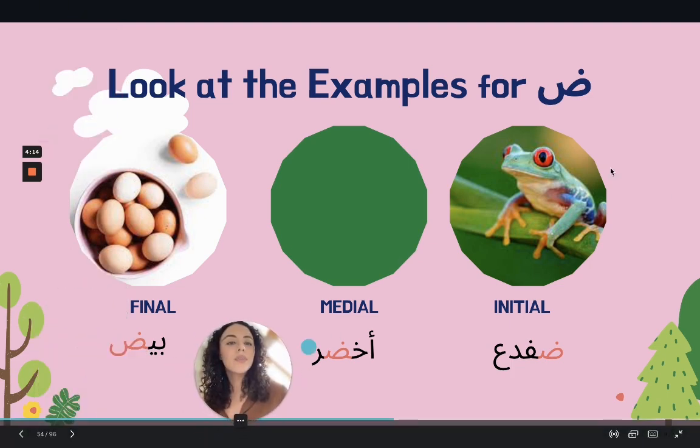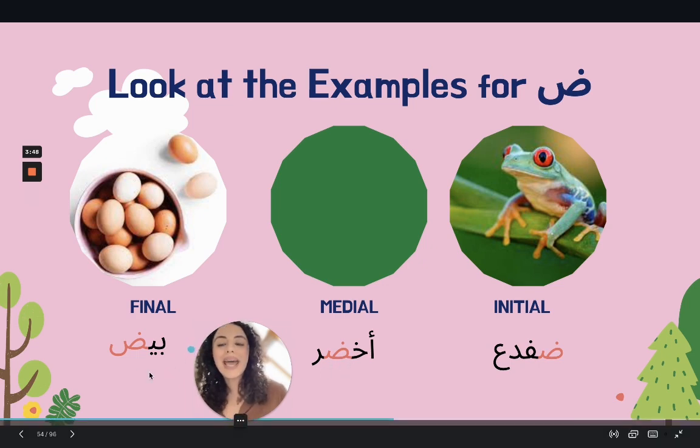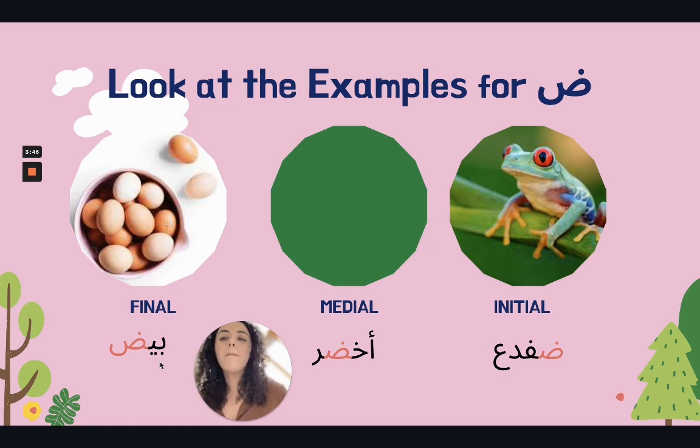So over here, we have the Daad at the beginning of a word with ضفدع, and it means frog. And then in the middle, أخضر, green. Look at the way that it looks. And then finally at the end, بيض, at the end of the word.